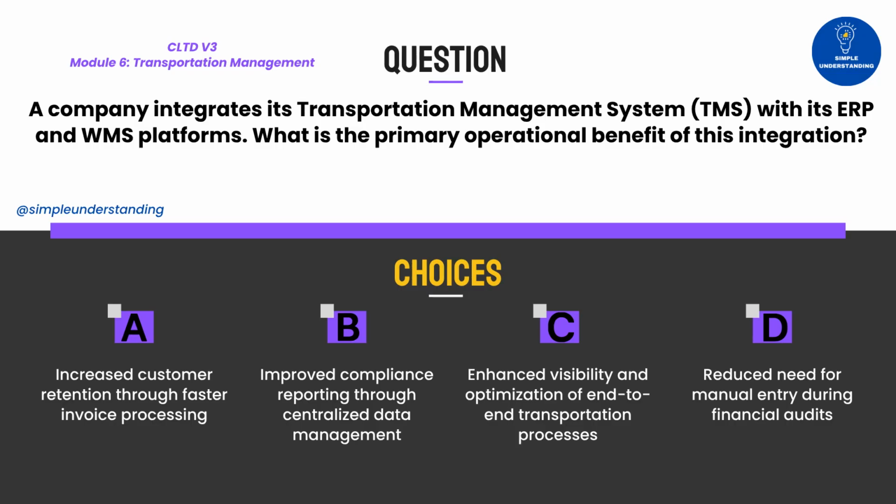Question 7. A company integrates its transportation management system, TMS, with its ERP and WMS platforms. What is the primary operational benefit of this integration? A. Increased customer retention through faster invoice processing. B. Improved compliance reporting through centralized data management. C. Enhanced visibility and optimization of end-to-end transportation processes. D. Reduced need for manual entry during financial audits.